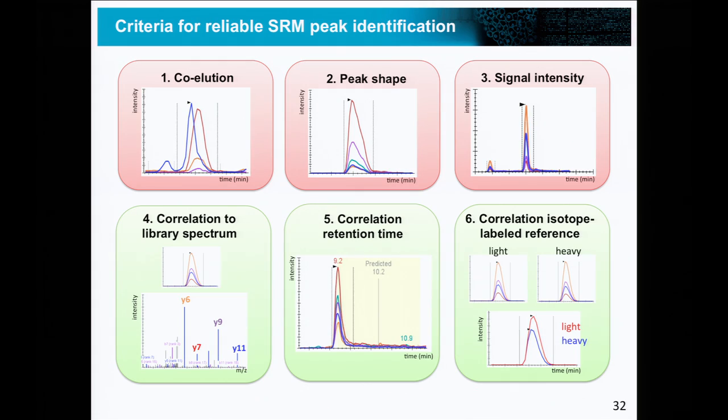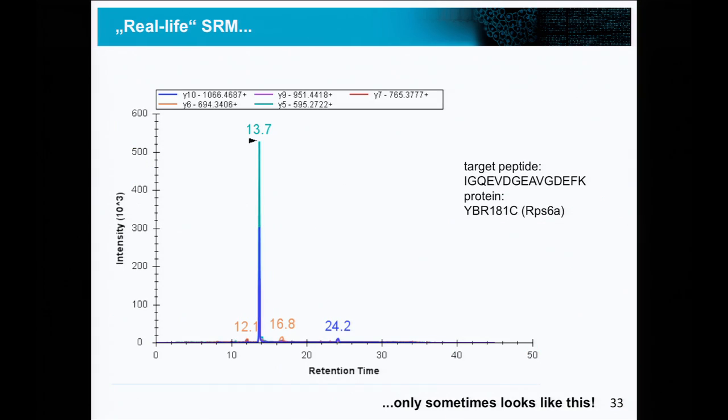Okay, and now on the last few slides, I would just like to practice these 6 different criteria with you based on some real data. So let's first have a look at a very nice example. That's data from myself. I think these were measurements done in yeast total cell extracts. I was targeting this peptide here with these 5 different transitions.